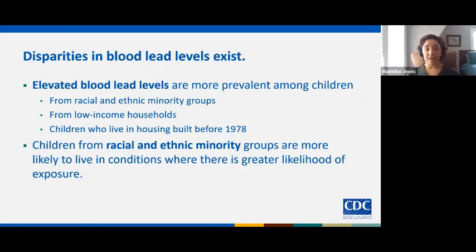Disparities in blood lead levels also exist. Higher blood lead levels are more prevalent among children from racial and ethnic minority groups, children from low-income households, and children who live in housing built before 1978. Also, children from racial and ethnic minority groups are more likely to live in conditions where there's a greater likelihood of exposure. Some of these conditions include poor housing and environmental exposures, such as lead in the air, soil, and water. And Paul, is there anything you would like to add about this?